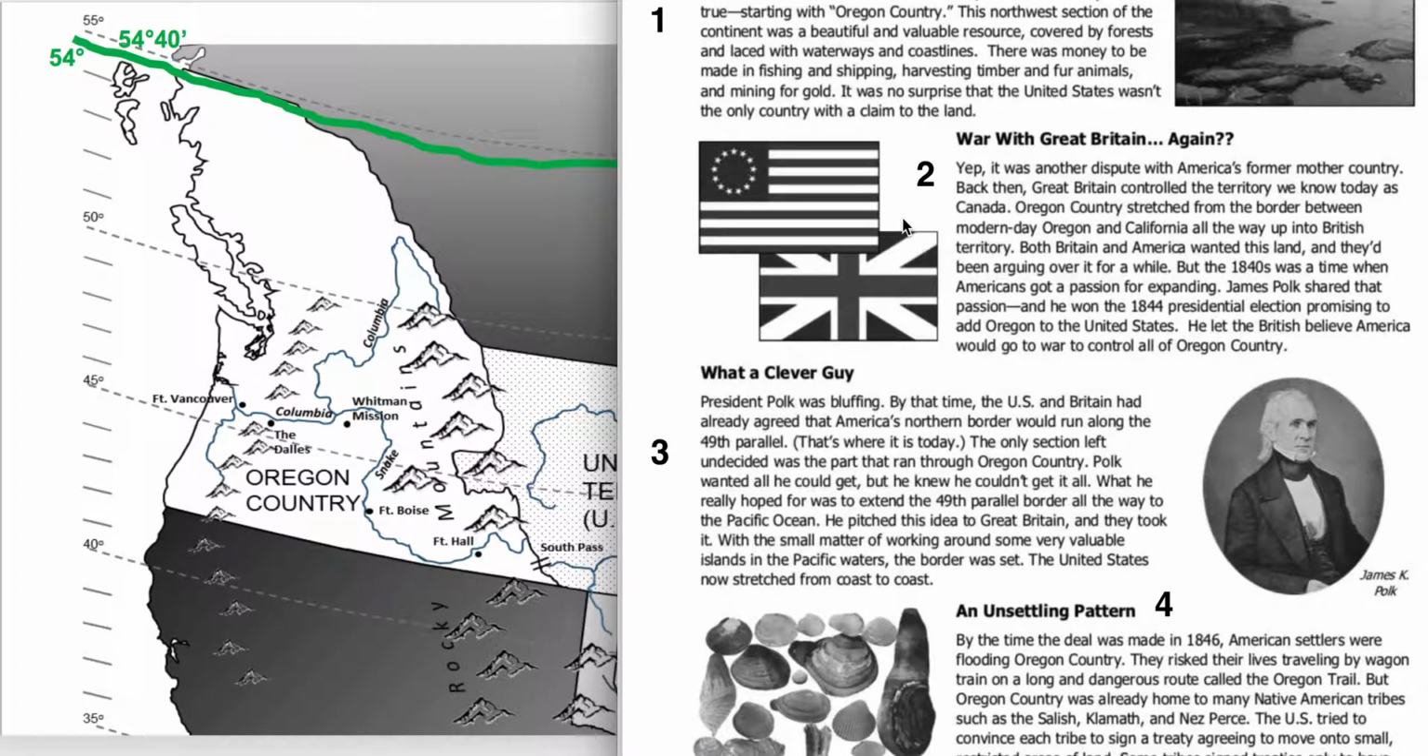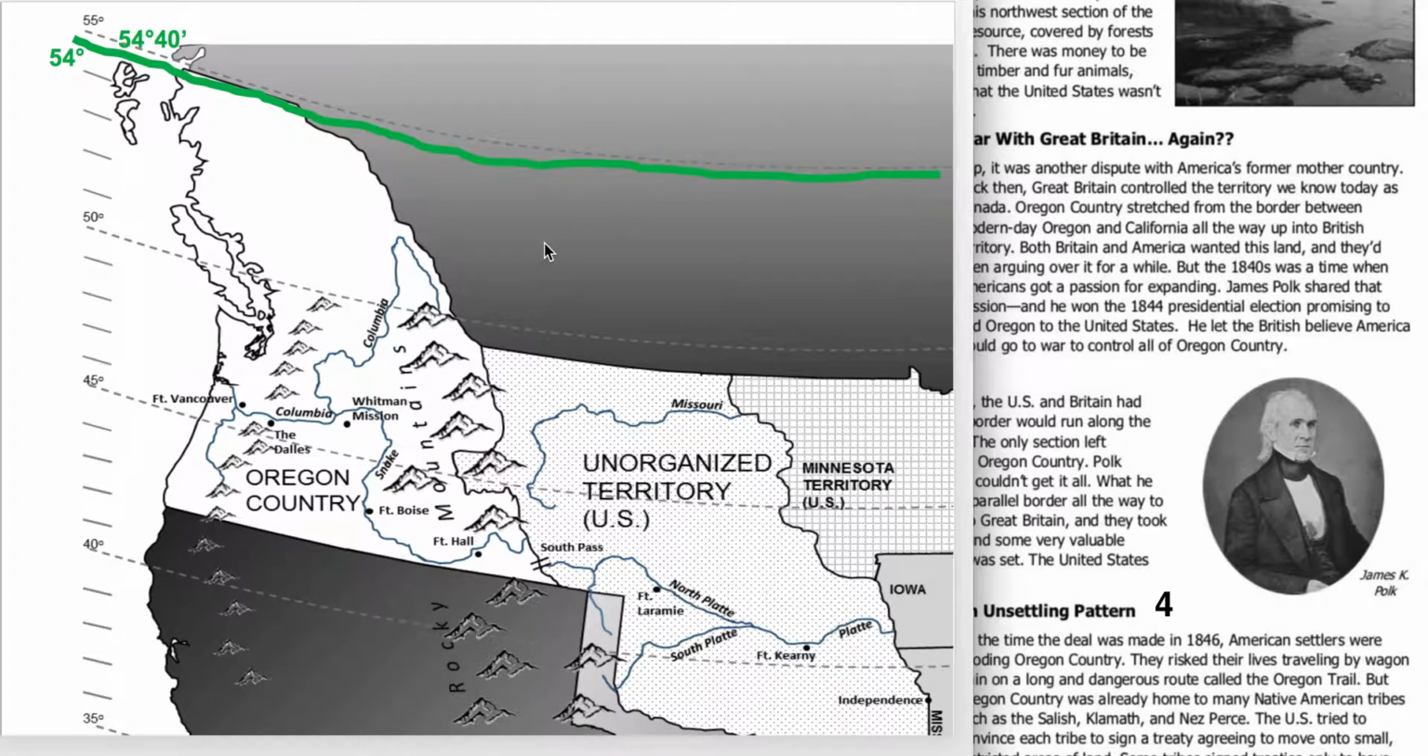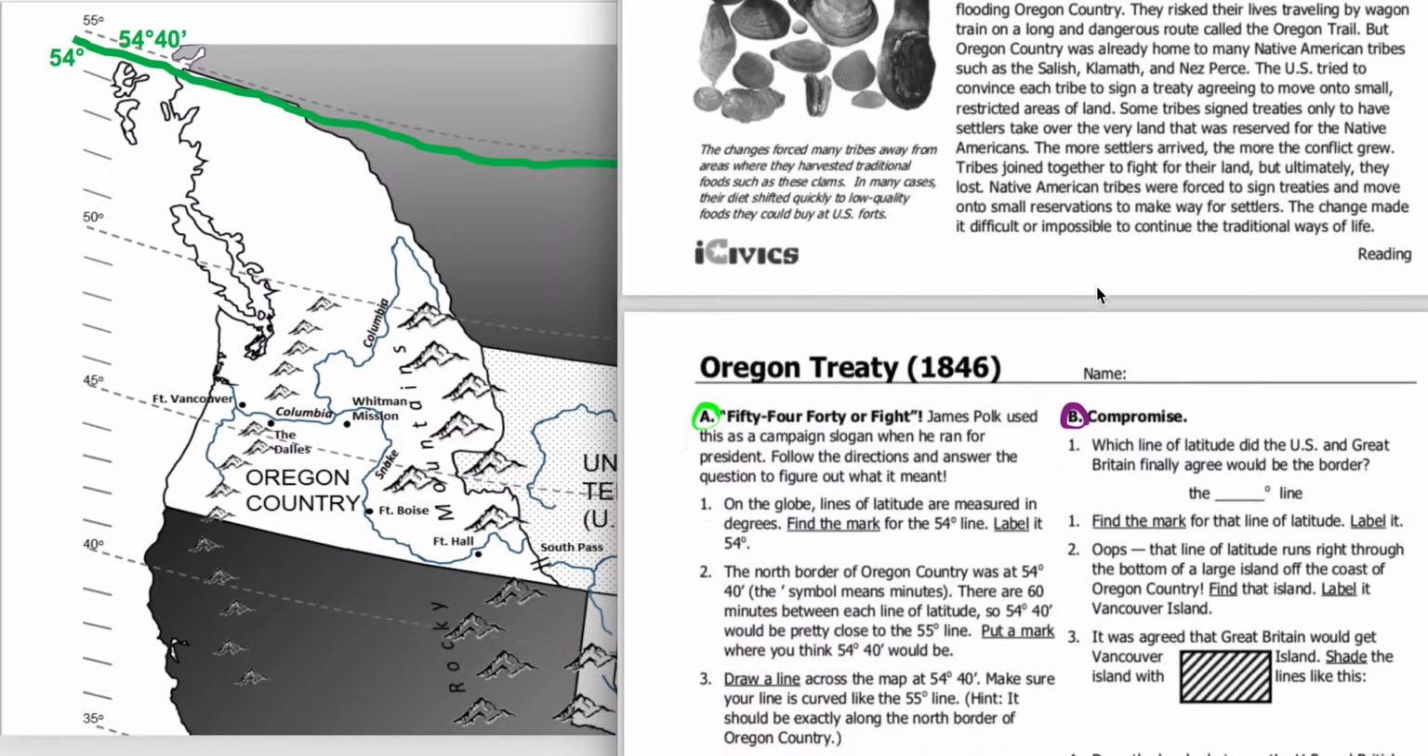James Polk shared that passion, and he won the 1844 presidential election, promising to add Oregon to the United States. He let the British believe America would go to war to control all of Oregon country. So, again, what does 54-40 or fight mean? When you figure that out, you're going to write it down right here. Again, pause the video if you need more time.